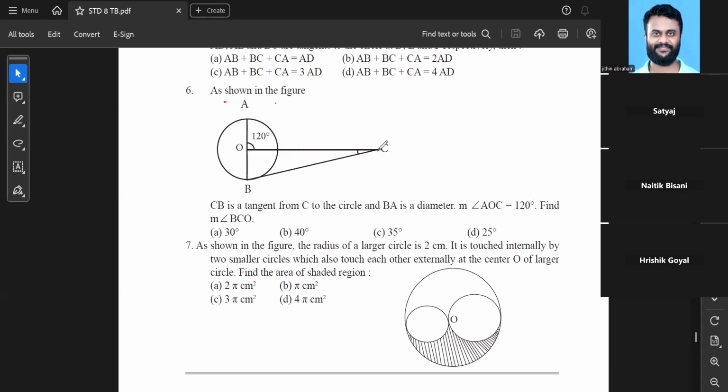वो डिपेंड करता है सी पॉइंट कहाँ पे. सी पॉइंट अगर यहाँ पर रहेगा तो this will be some other angle. Do you understand? Okay. So this is 120, but since it is diameter, diameter का टोटल एंगल तो 180 होता है. So whatever is the leftover angle, that will be 180 minus 120. In this case, it will become 60. Do you understand this?